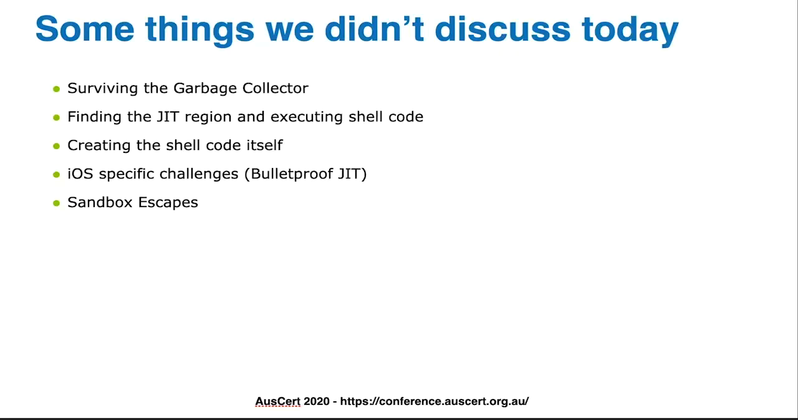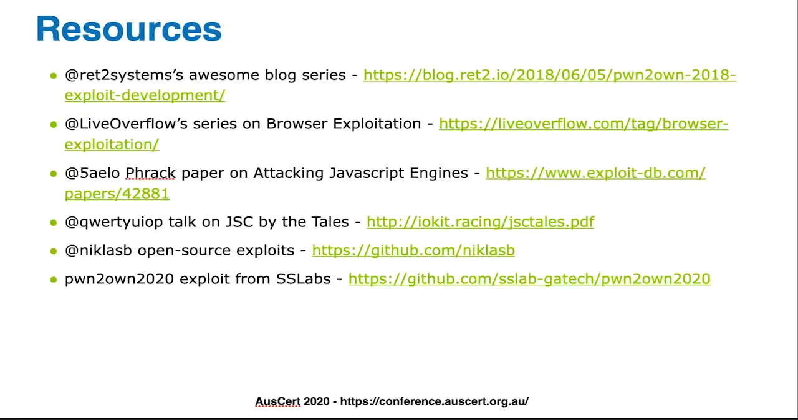Some other things which we did not discuss today are how do we survive the garbage collector in case we have an exploit running. How do we actually find out the JIT region and execute the shellcode? We also did not discuss how we create our own shellcode, and we also didn't discuss how do we bypass certain specific challenges related to iOS, which is bulletproof JIT. We also did not discuss sandbox escape. Maybe in a new workshop sometime I will discuss all of these things.